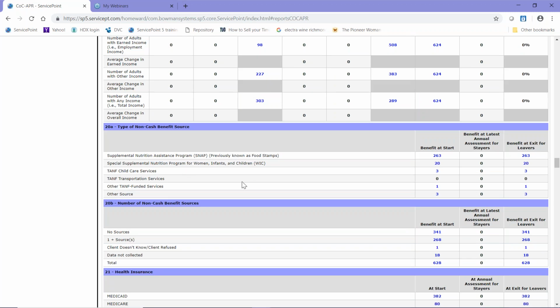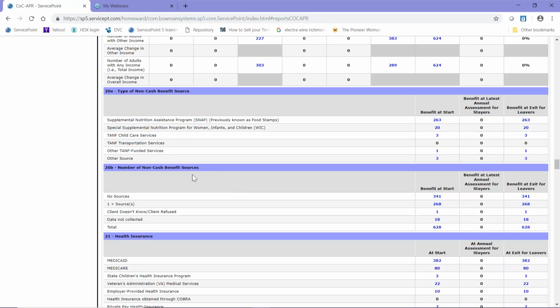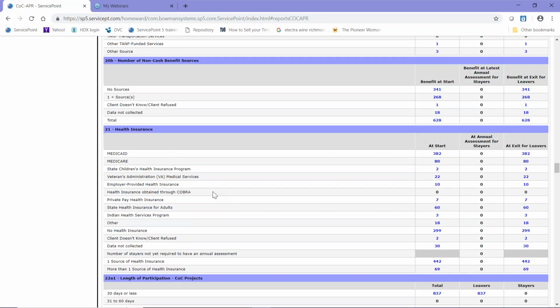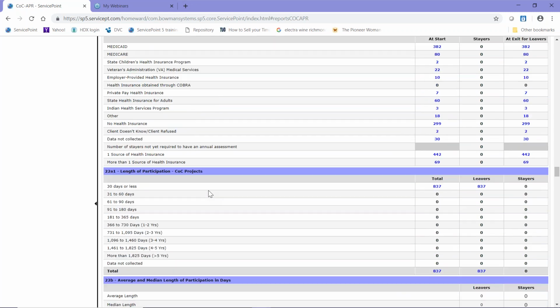We then have type of non-cash benefit, number of non-cash benefit sources. So does a client have food stamps and WIC, or food stamps and TANF, depending on what the non-cash benefit is. We then have health insurance. So your clients have Medicaid, Medicare, private health insurance, or they have no insurance.